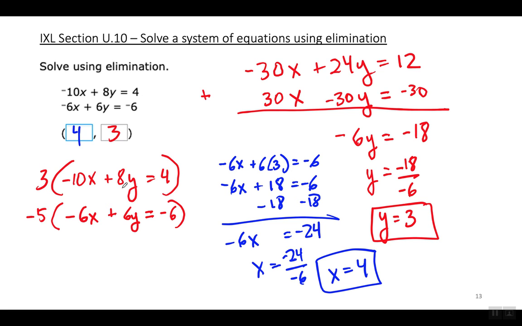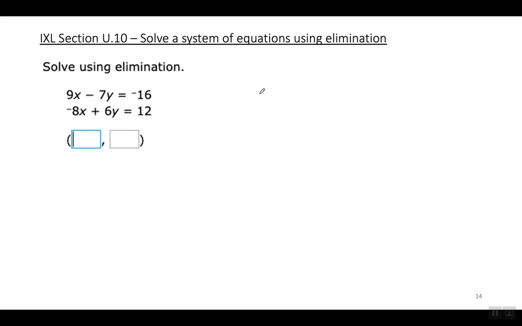Alright, I'm going to do one more example like this, where you got to multiply the top and the bottom both by a number. And this will be the last example. Okay, este es el último ejemplo y también es como el que acabo de hacer, donde tienen que multiplicar las dos ecuaciones por un número.